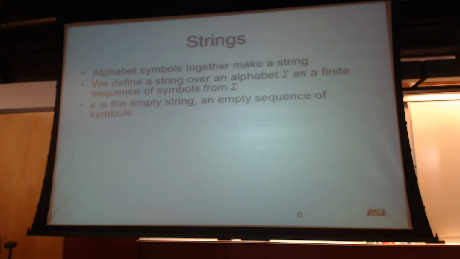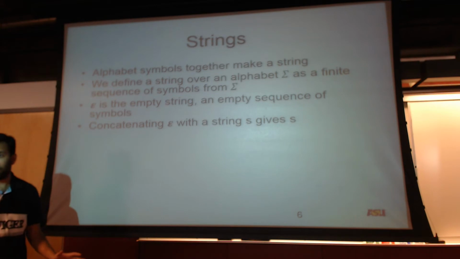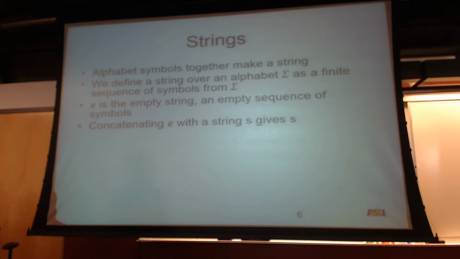Now what is the significance of the empty string? You concatenate the empty string with another string, you get the same string back. So you have S, which is not an empty string, which is a finite sequence of alphabets from sigma, and you concatenate epsilon with it, you will get S back. For example, in C, are spaces an empty string? No. You will see later that you can write an entire programming language just using spaces. But in C, still not. It's not the empty string.